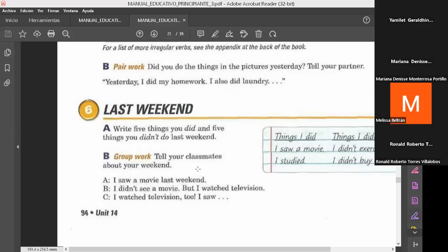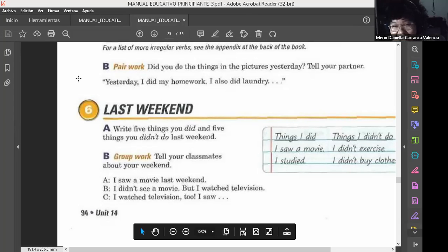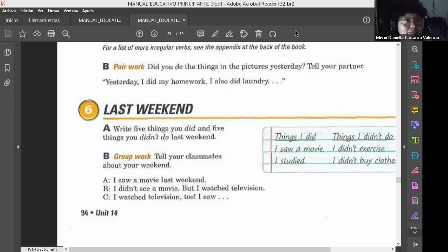And you, Mary, what did you do on your weekend? Well, last weekend I went to a Chinese restaurant with my family. Really? It's incredible, right? What did you eat? I ate Cantonese rice and some noodles. Okay, it's delicious.